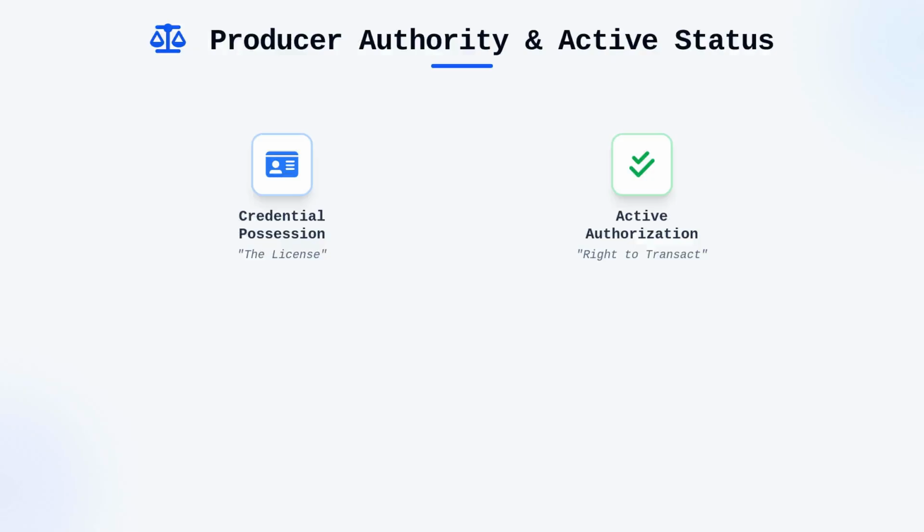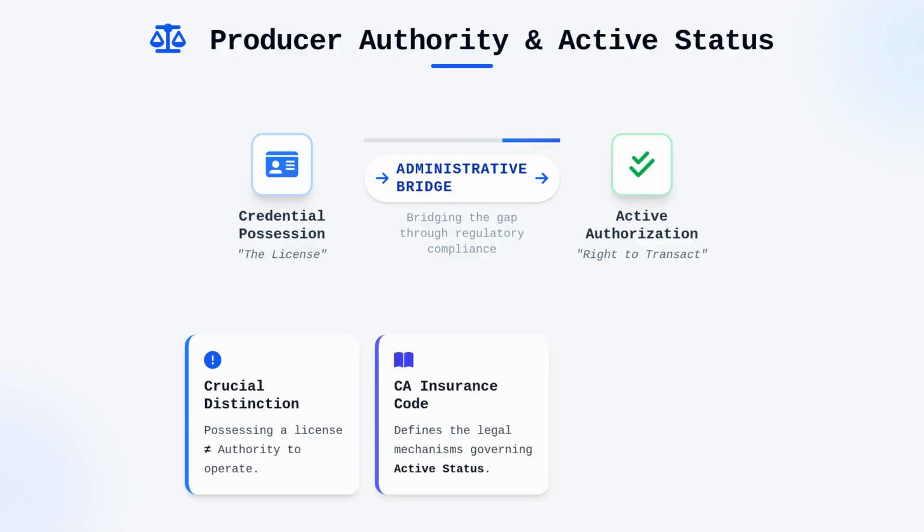To maintain a legal practice, a licensee must understand that an insurance license alone does not automatically grant the right to transact business. The state differentiates between the possession of a credential and the active authorization to represent an insurance carrier or a consumer. We will deconstruct the specific administrative actions required to bridge this gap, ensuring you can navigate compliance requirements cleanly and avoid regulatory actions during a state audit.